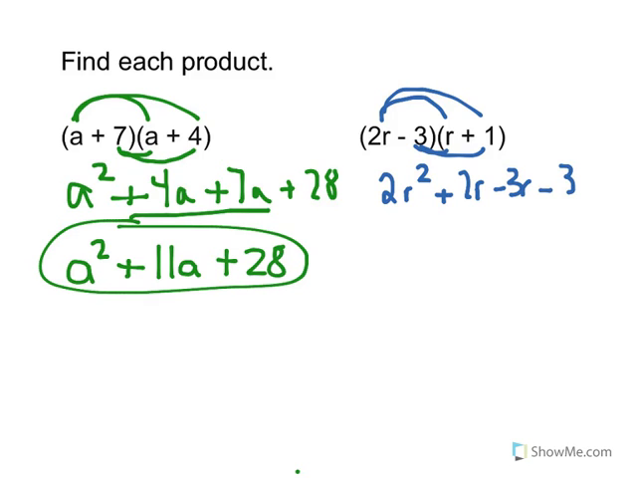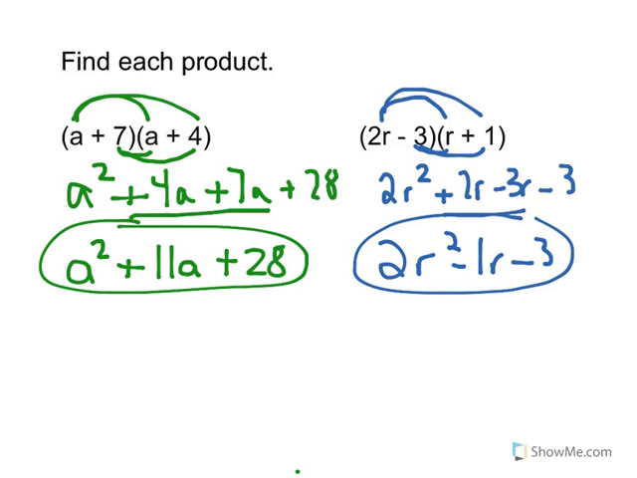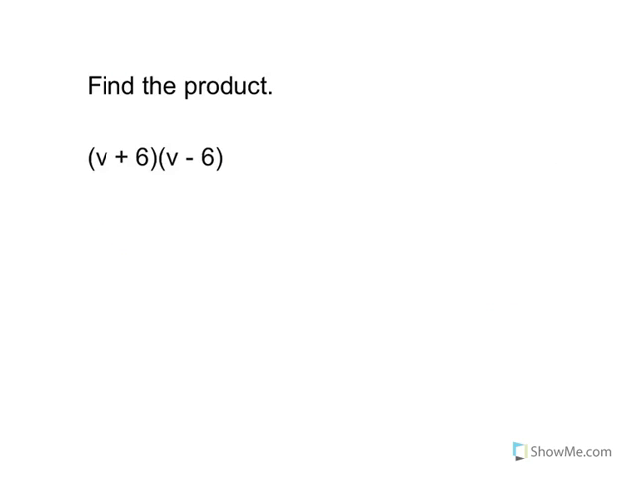And then again, look to combine like terms. Your two middle terms should be able to combine together to both r to the first. That's 2r squared. Plus 2r minus 3r is minus 1r, and then minus 3. All right, let's go to the next slide.